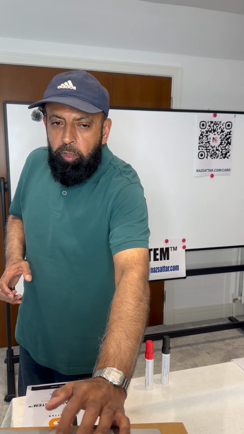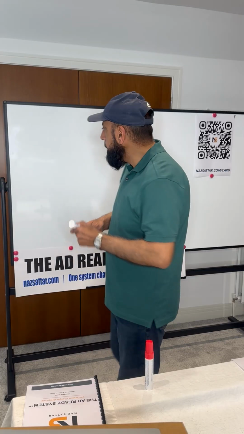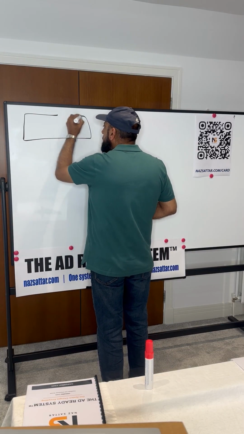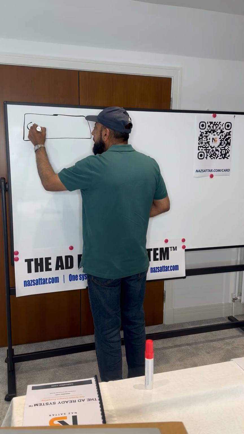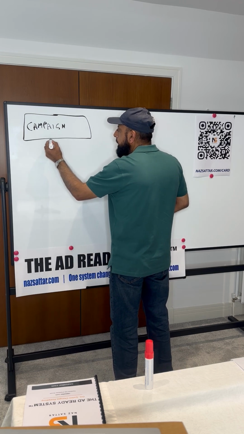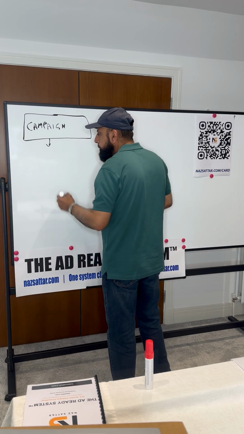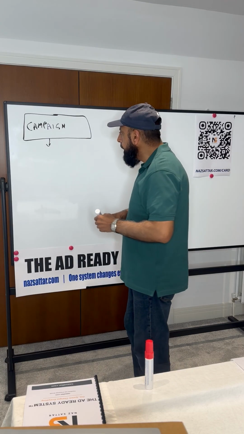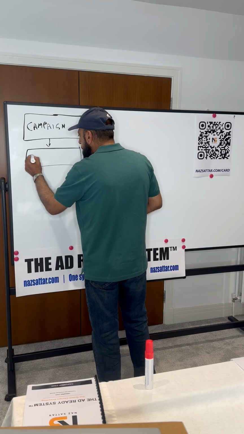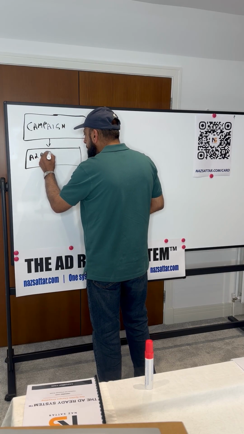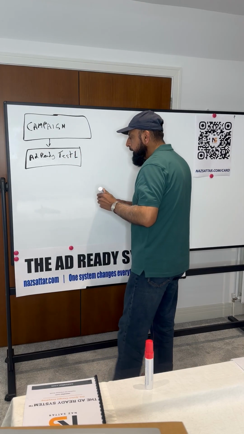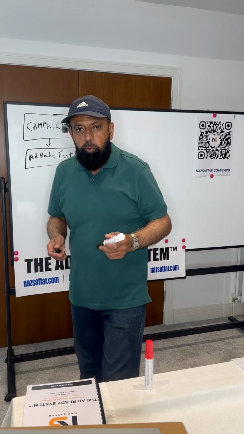So step one, you need to give it a name. Now, what you would do is you would have your campaign, and you would just name it something. I've called mine, say for instance, ad ready, and you could call it a test. Ad ready test one, for example. So that's the first one that I would do.